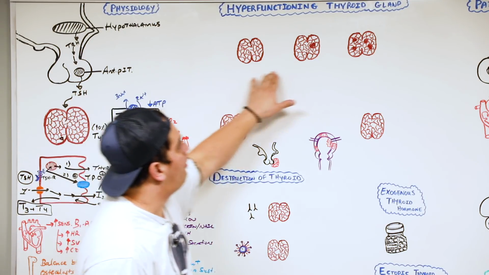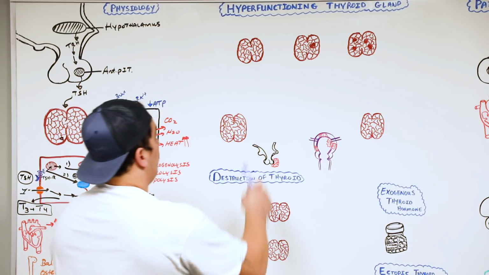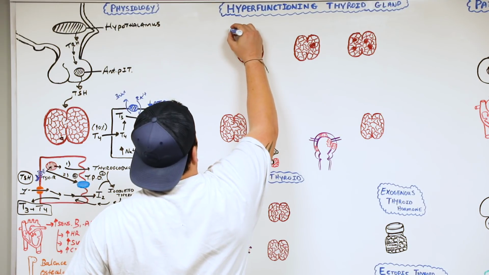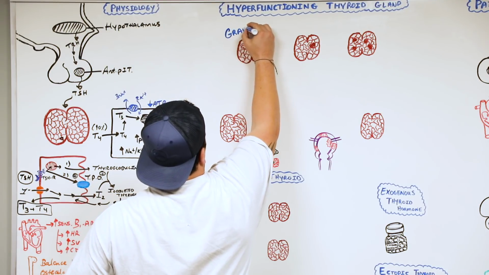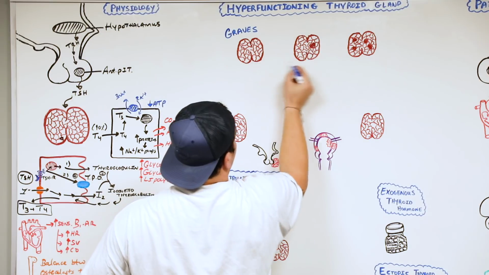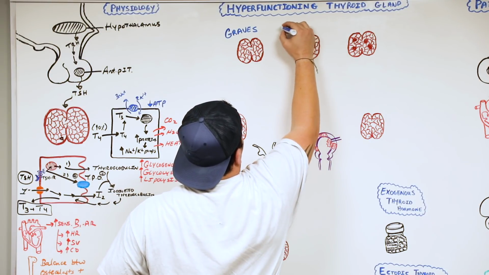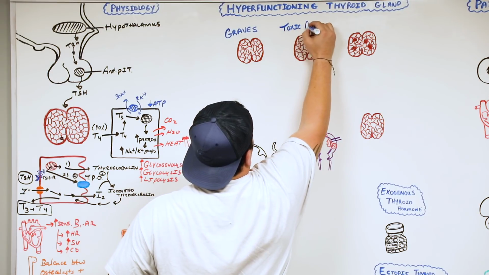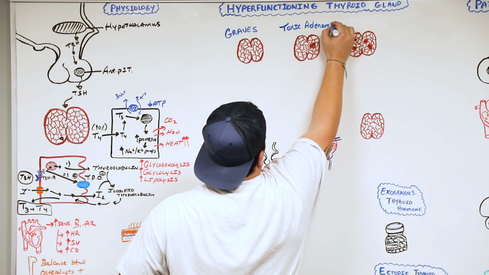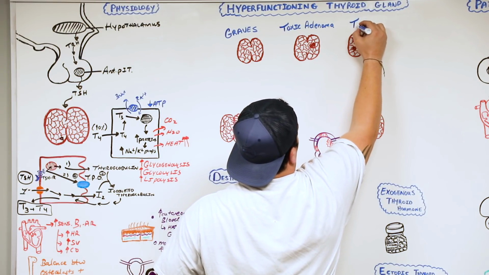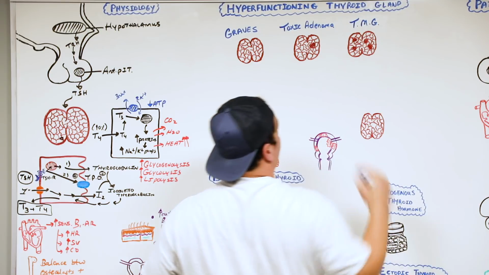Let's focus on the primary hyperthyroidism causes, represented by these top 3 thyroid glands. The most common primary hyperthyroidism is referred to as Graves' disease. And the second one here is they develop a large nodule here. It's called a toxic adenoma. And the last one is they develop multiple nodules within the thyroid gland, and so we call this a toxic multinodular goiter.